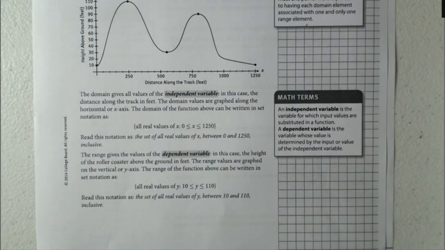The domain gives all values of the independent variable, in this case, the distance along the track in feet. The domain values are graphed along the horizontal or x-axis. The domain of the function above can be written in set notation as all real values of x such that 0 is less than or equal to x, which is less than or equal to 1,250. The other way to read this would be the set of all real values of x between 0 and 1,250 inclusive.